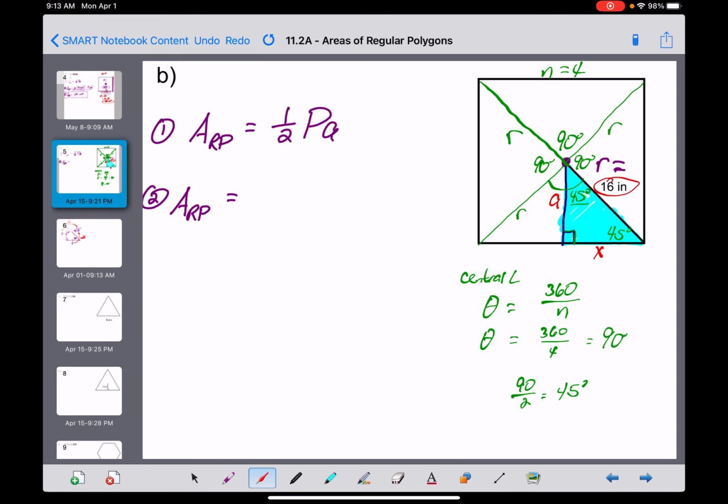Okay, so back to where we were just a second ago, we need to try to figure out what A and X are.